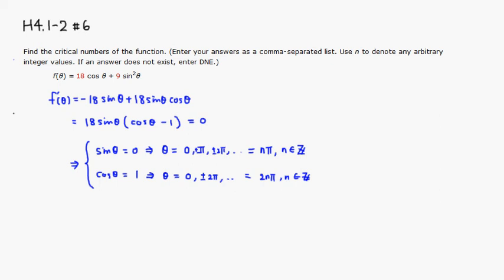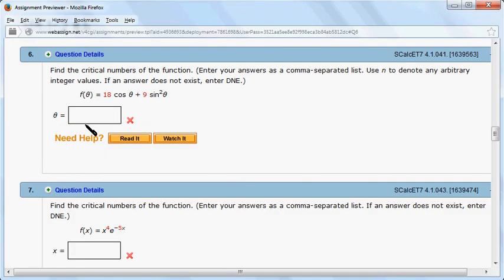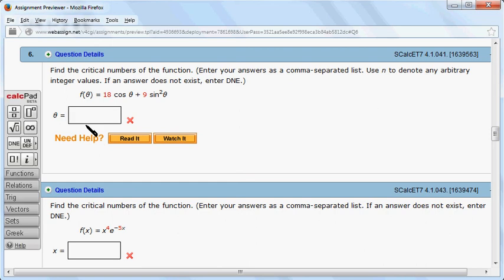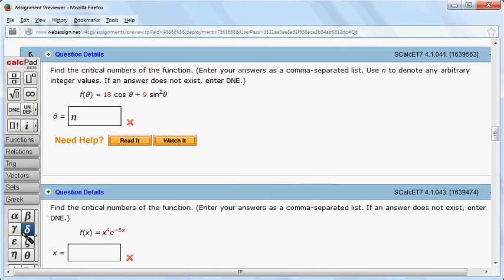So let's type it in. This is going to be n times pi as a Greek letter. There should be pi here. Where's pi? Right, n pi.